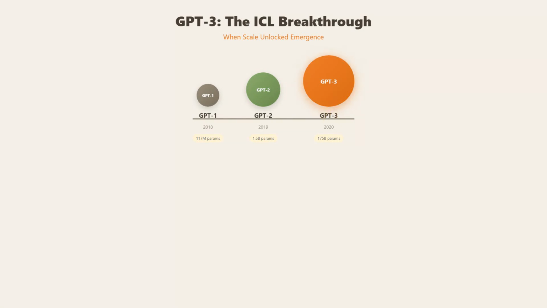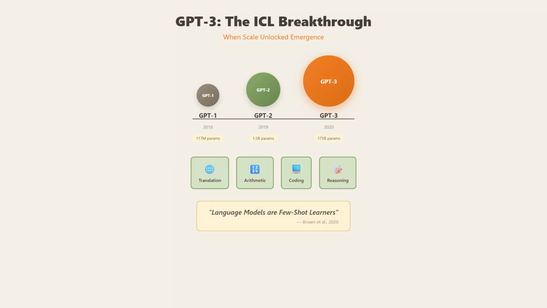Then came GPT-3 in 2020 with a massive 175 billion parameters. This is where everything changed. At this scale, something remarkable happened. The model developed the ability to perform tasks it was never explicitly trained for. Translation, arithmetic, coding, reasoning, all became possible just by providing examples in the prompt. This is what researchers call emergence at scale. As you increase the model size, new capabilities appear that weren't present in smaller models.